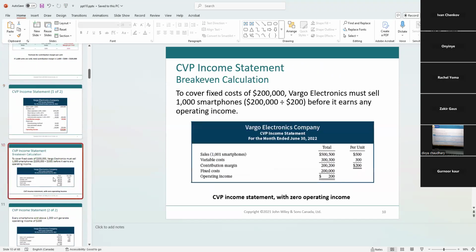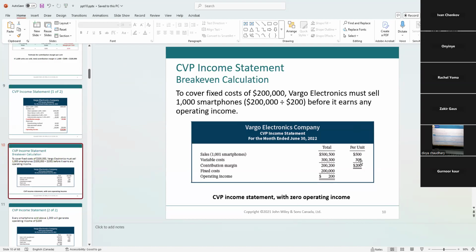$120,000. Now let's see per unit. What do we have per unit? Per unit we have 500, 300 variable, 200 contribution margin. So what that means is, at the break even, we have to sell 1,000 cell phones. If we sell 1,000 cell phones, we're going to have contribution margin which is exactly equal to the fixed cost. What's going to happen if we're selling one more unit?